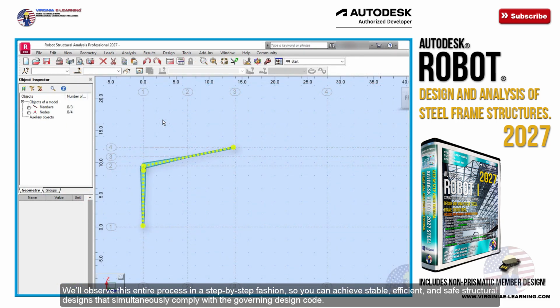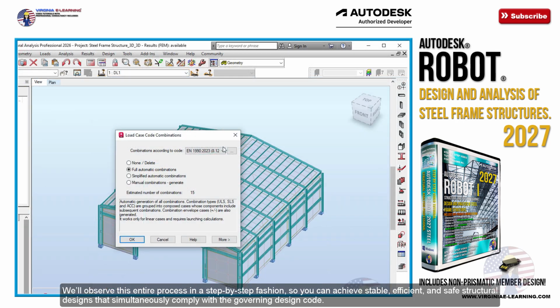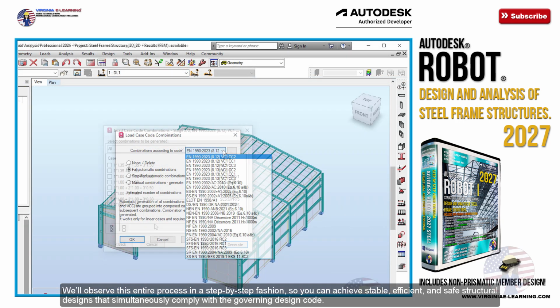We'll observe this entire process in a step-by-step fashion, so you can achieve stable, efficient, and safe structural designs that simultaneously comply with the governing design code.